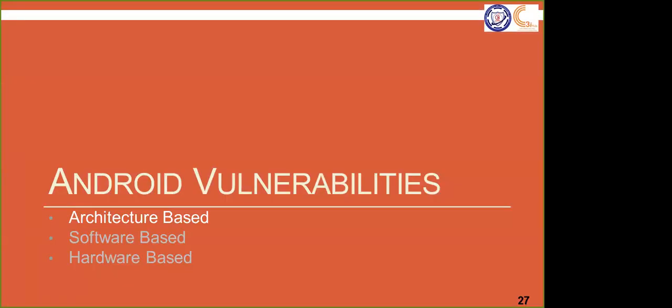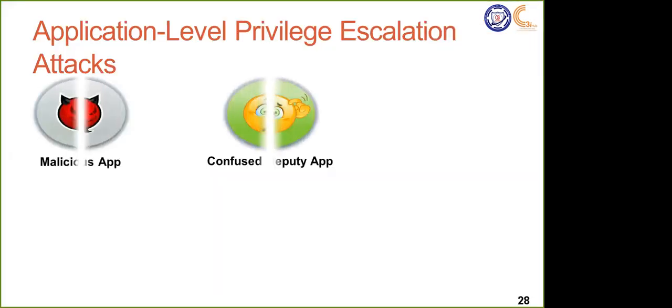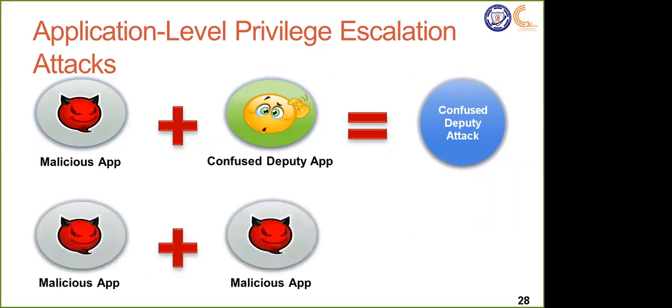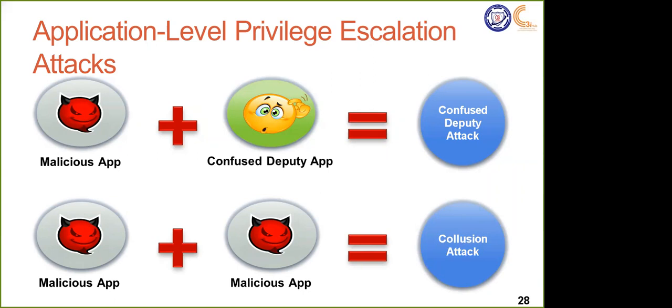So let's see the architecture based vulnerability. Generally we can say that this is application level privilege escalation, which comes with an architecture level exploit. It can contain two types of attacks. One is the confused API attack, where one malicious app confuses another non-malicious application, designed by a third-party vendor, and tricks this benign application into performing some malicious action on behalf of the malicious app. Another one is the collusion attack, where two malicious apps combine their permissions to perform malicious actions.